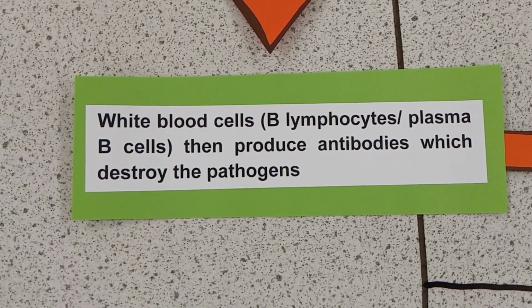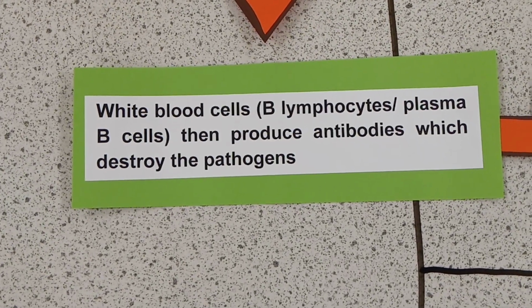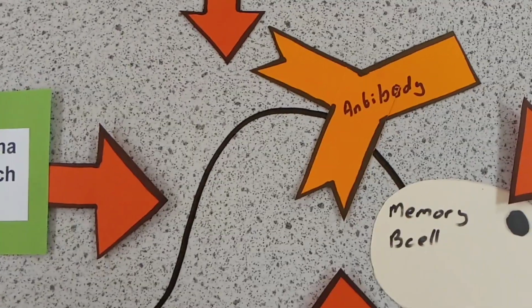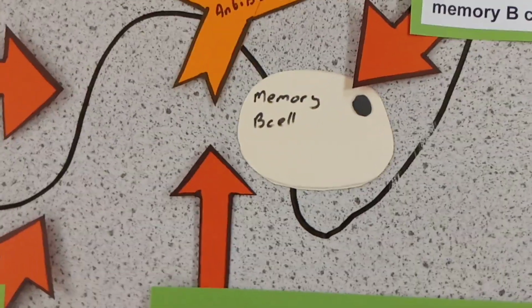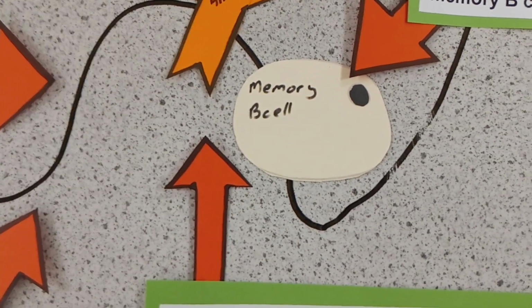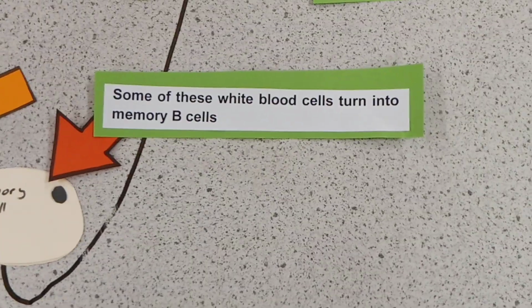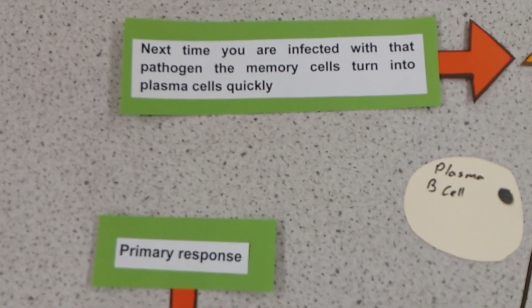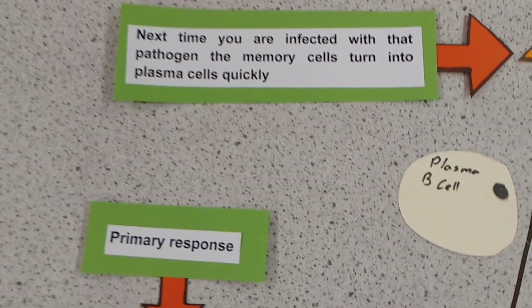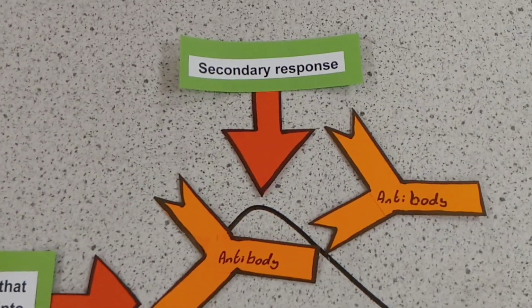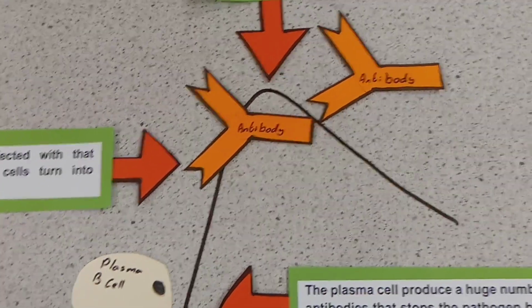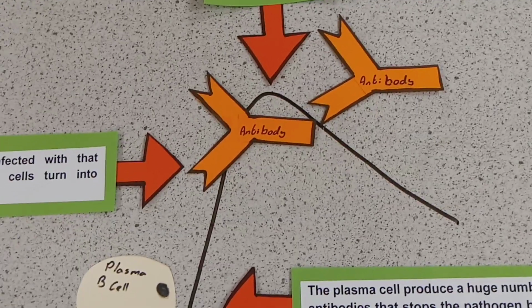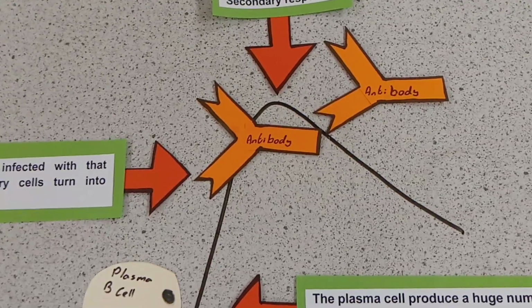That causes a primary immune response. In that primary immune response, the body will produce white blood cells, B lymphocytes, which produce antibodies and destroy the pathogen. Some of those cells will turn into memory B cells. These memory B cells can quickly turn back into plasma B cells the next time that you get infected with that pathogen. And in a secondary response, they will produce a huge number of antibodies which will disable the disease before it gives you any symptoms.